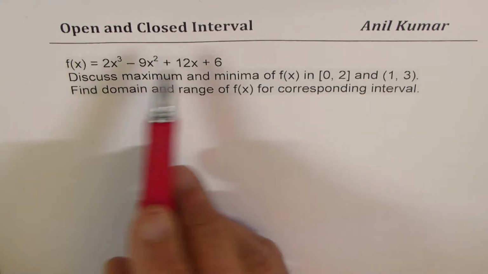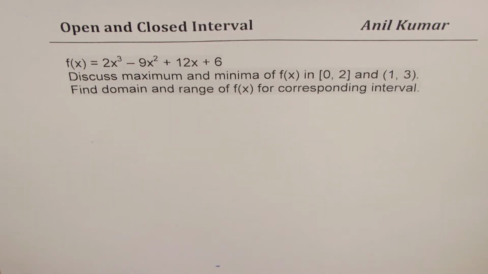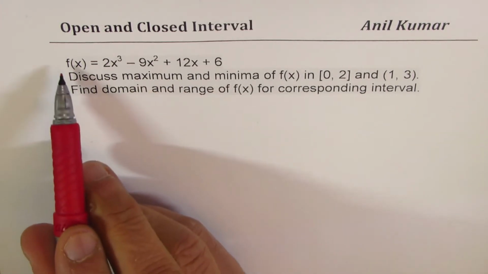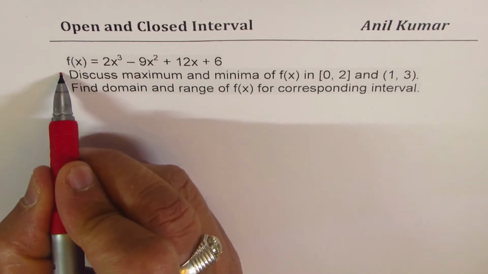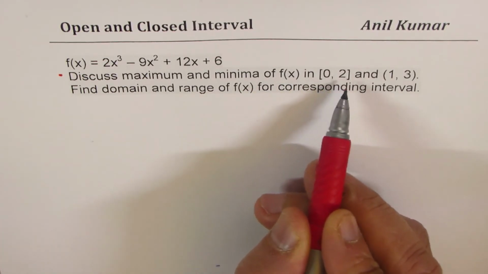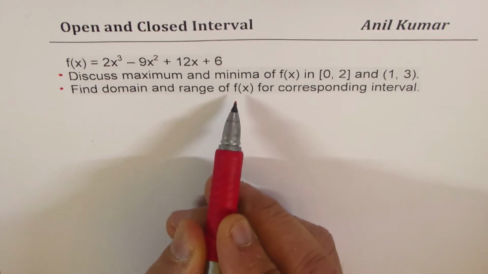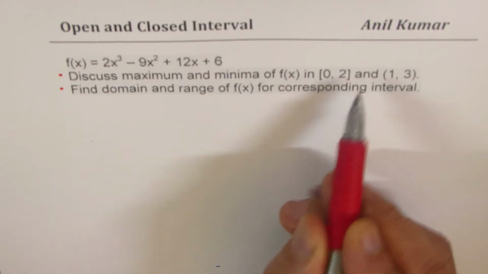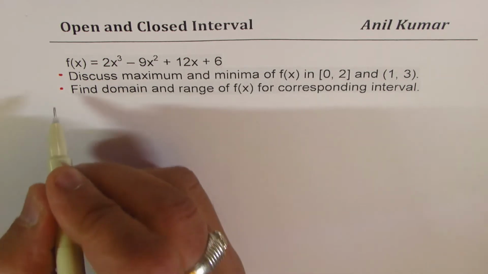Now we will discuss open and closed interval with respect to absolute maximum minimum, also being referred to as global maximum minimum, with the help of our example. f of x equals 2x cubed minus 9x squared plus 12x plus 6. We'll discuss maximum and minimum of f of x in closed interval 0 to 2 and open interval 1 to 3. We'll also find domain and range of the given function for corresponding intervals. Now before I do that, I have actually to sketch the function, right? So that's the first part. So first we will sketch the function.